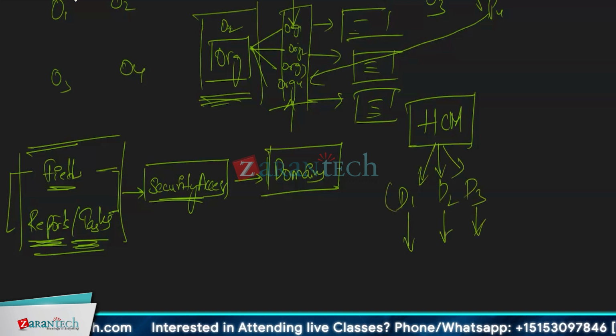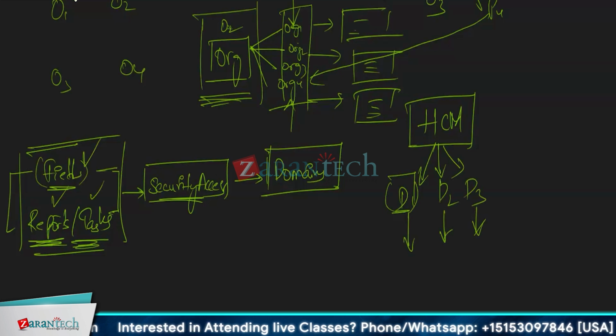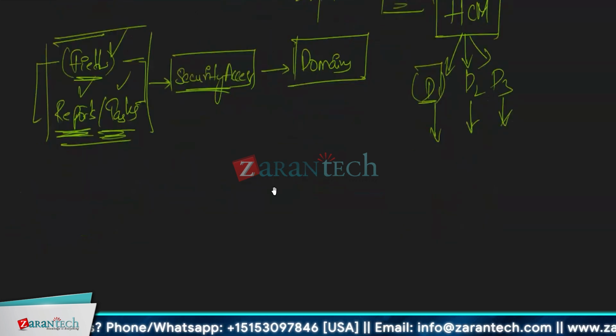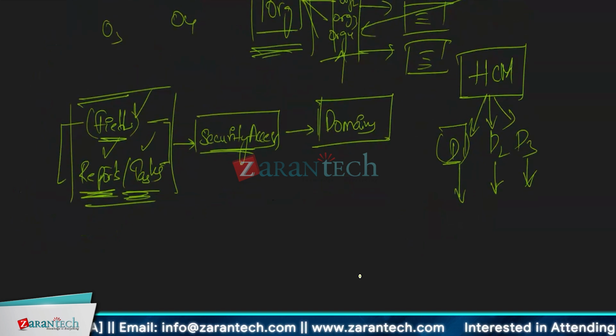Now, if you have access to this particular domain, only then you will be able to access these fields, these reports, and these tasks. If you just have view access, then you will only be able to view the field. You will not be able to modify it. If you have both view and modify access, you'll be able to view as well as modify. Now, slowly it will start making sense. Now you understood until here, like HCM domains and all.